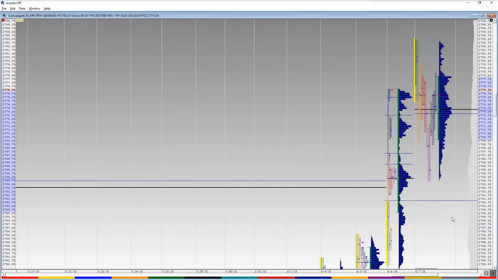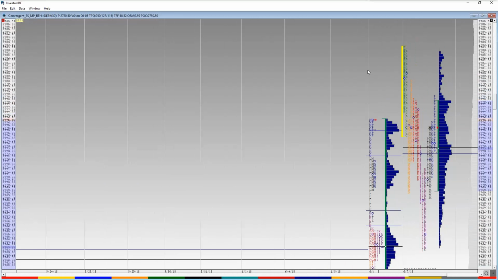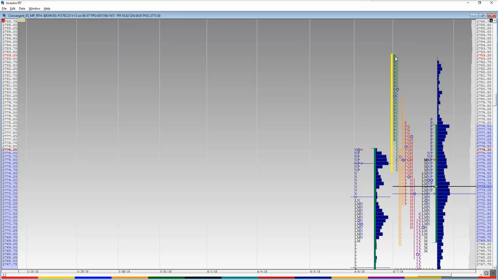So if we split this profile and we zoom in, all these letters represent is here's the first 30-minute bar. This is where it opened. This is how high it got. This is how low it got. Here's the second 30-minute bar. It opened here. That's how high it got. That's how low it got. It extended the first bar. D bar extended C bar. E bar took that back. F bar has the same bottom. It's struggling. And so on and so forth.